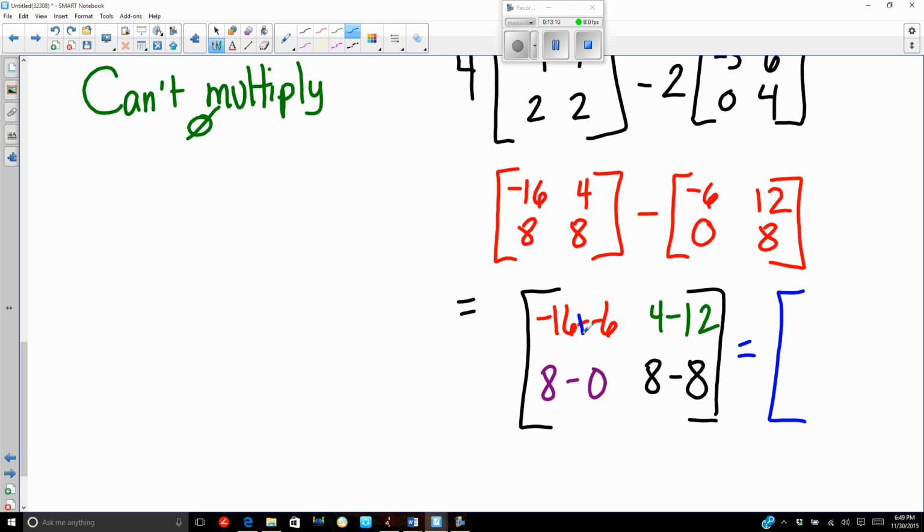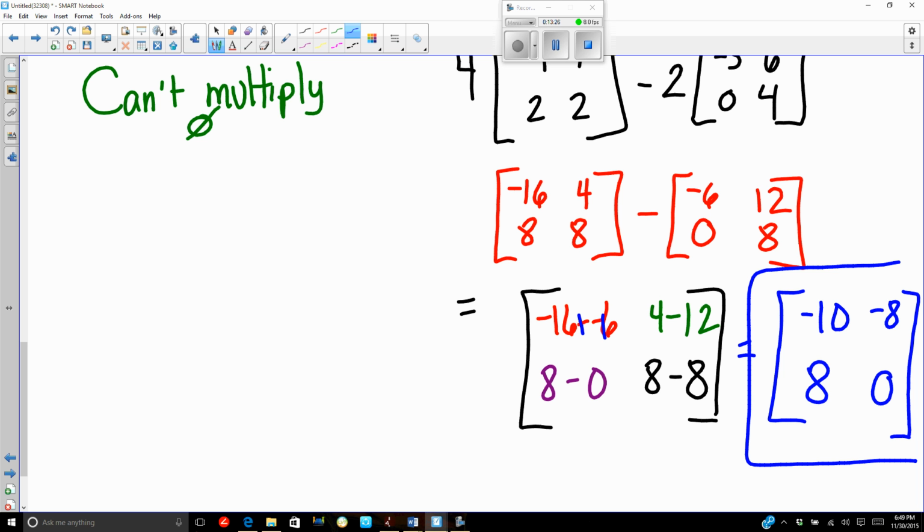Negative 16 minus the negative 6 is negative 10. 4 minus 12 is negative 8. 8 minus 0 is 8. And 8 minus 8 is 0. So there's your answer. Study this. Practice it on your own. Good luck on the quiz next class.